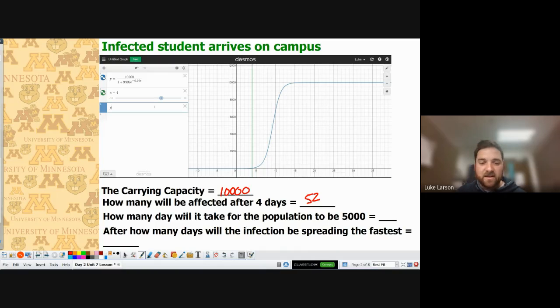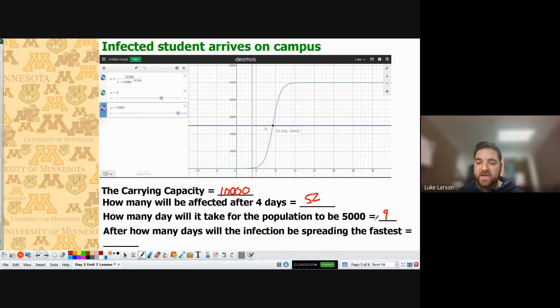Now let's do the next one. In how many days will the population that's infected reach 5,000? And so I type in y equals 5,000, and that is 9.3. And if I round to the nearest day, 9 days.